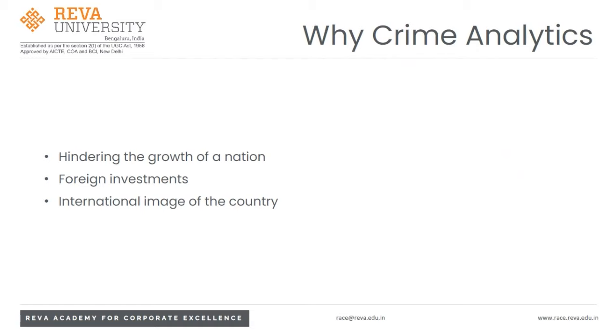Thirdly, the international image of a country itself takes a big hit, and the worst case could be that we are attracting a lot of sanctions and such things from many countries whom we call allies. So these are some of the larger goals that we are trying to address through the power of analytics and how we are going to use analysis in tackling crime.